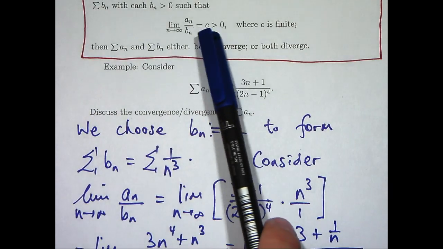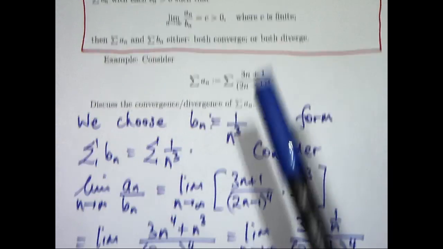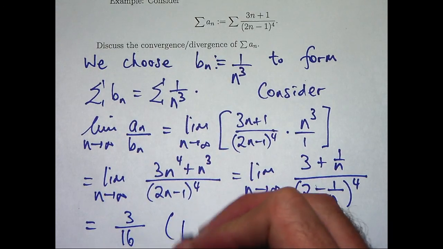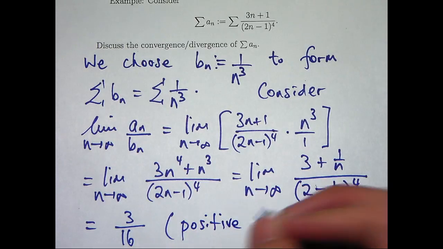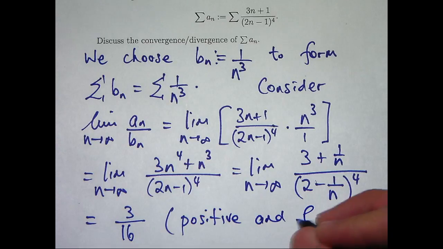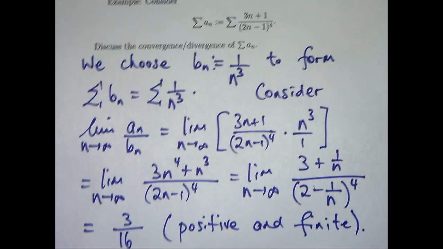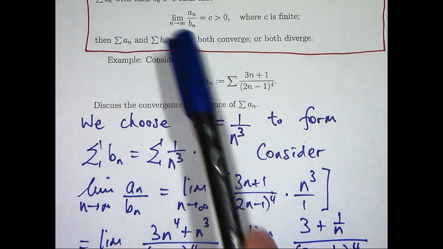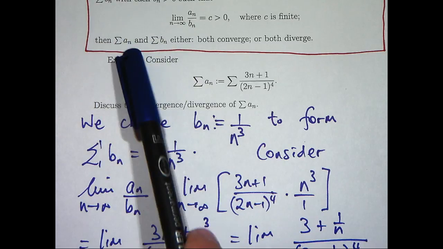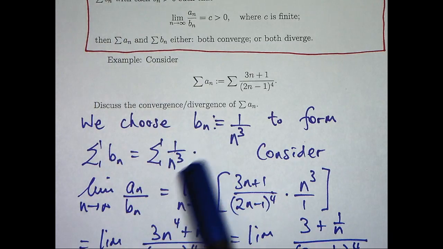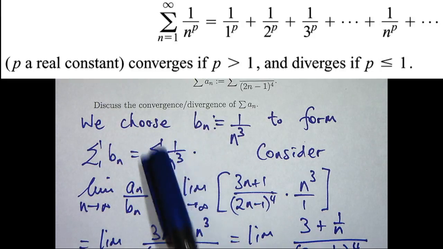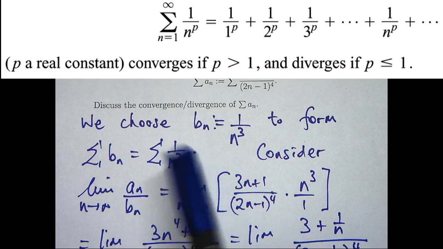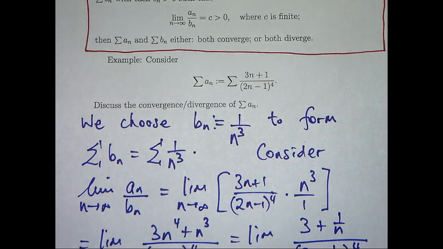Okay, so let's look back. Is the limit of our ratio positive and a finite value? Yes, it is. So now the last thing we have to check is, whatever this new constructed series does, the original series will also do. If we look here, this is a p-series with power equal to 3, and a p-series with power equal to 3 will be a convergent p-series.